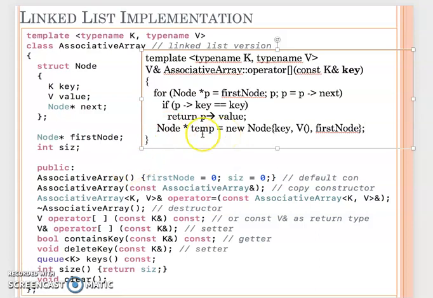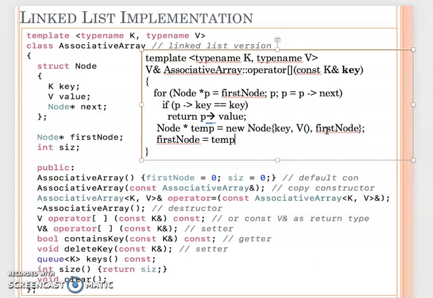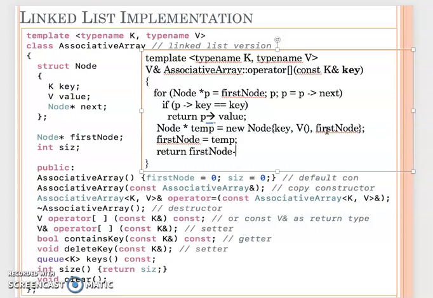Since your temp node next will be the first node, our first node will then equal the temp. When we return, we will just return the first node value. But before that, don't forget, since you created a new node, before we return we need to increment our size. So that's the square bracket setter function.